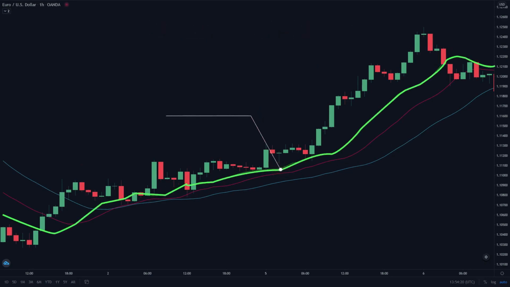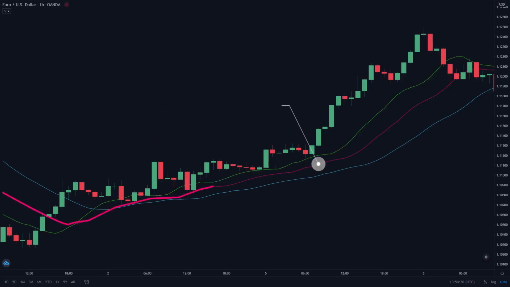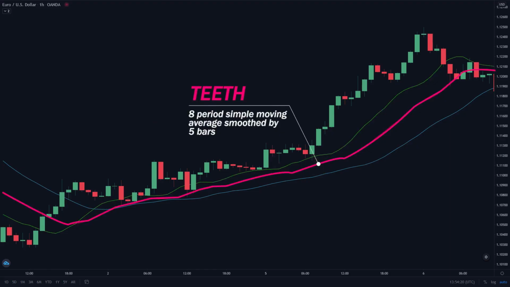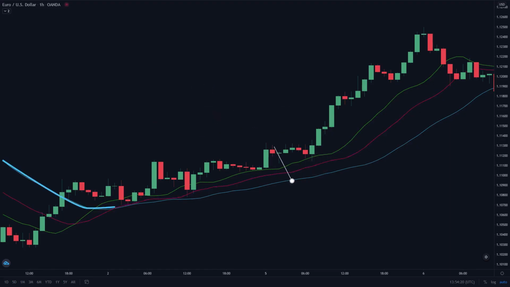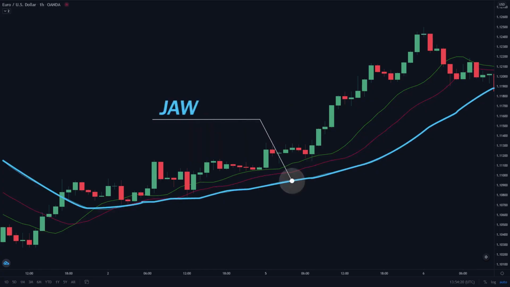First, we have the green line, the lips, which is a 5-period simple moving average smoothed by 3 bars on a subsequent value. Then we have the red line, called the teeth, which is an 8-period moving average smoothed by 5 bars on a subsequent value. And a blue line called the jaw, which is a 13-period simple moving average smoothed by 3 bars on a subsequent value.